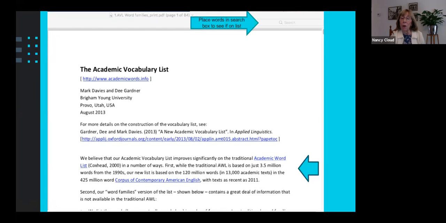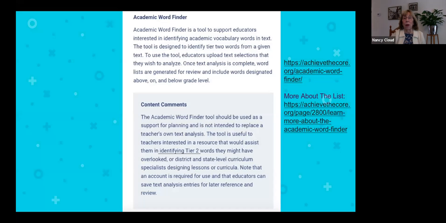So you might care about this. The academic word list was 3.5 million words searched, but they would be high frequency words. And then the academic vocabulary list has the 3,000 word families. That was based on a 120 million word sample. Okay, so I wanted you to know that.